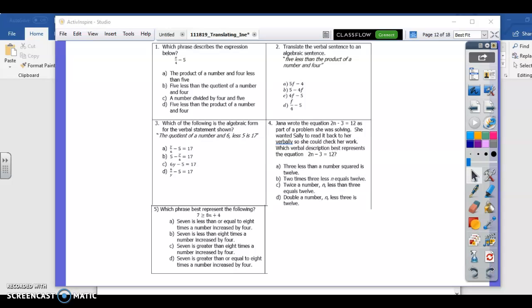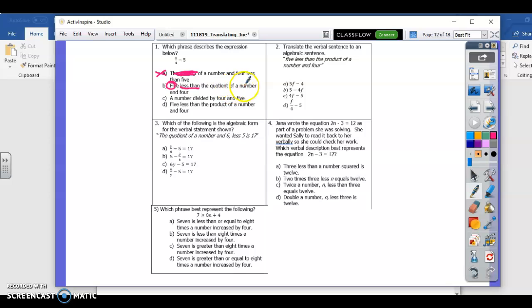So number one, which phrase describes the expression below? When I look at it, I have x divided by 4 minus 5. The first one says the product of a number and 4. I know I'm not multiplying, so it cannot be A because this word is wrong. Answer choice B, 5 less than. Anytime it says less than, I know this is going to go second, which is good.